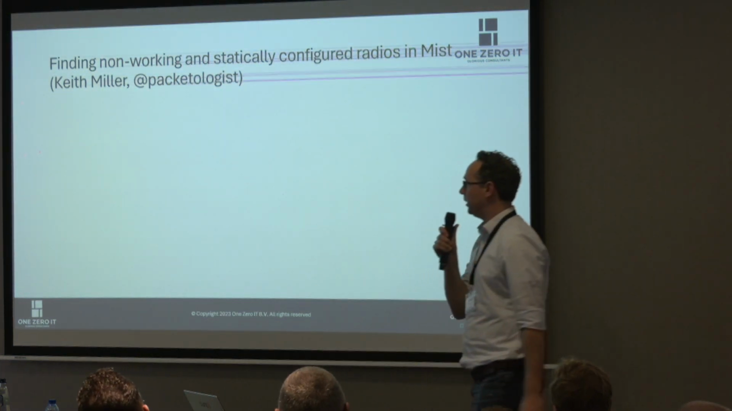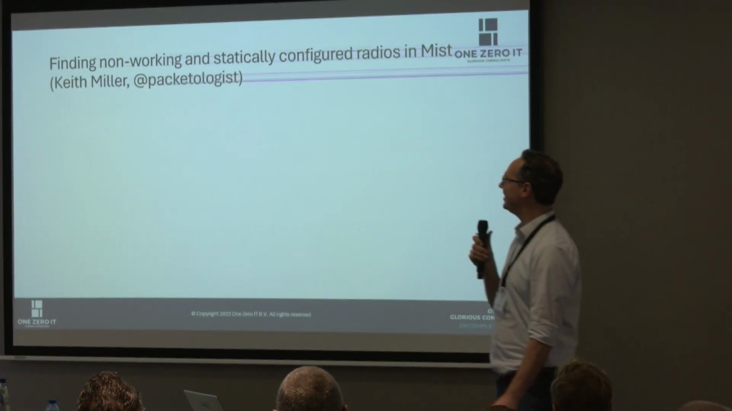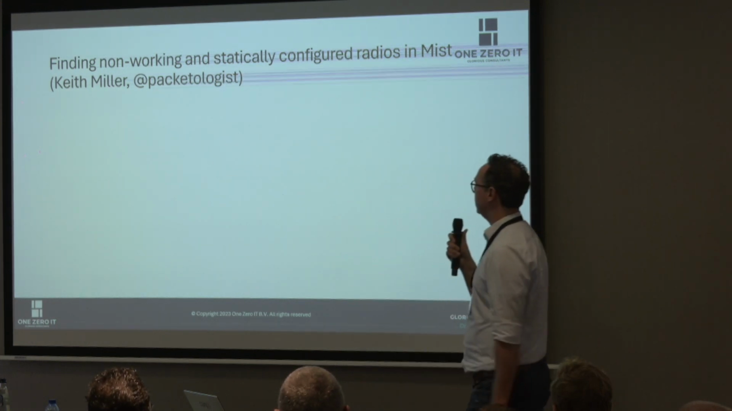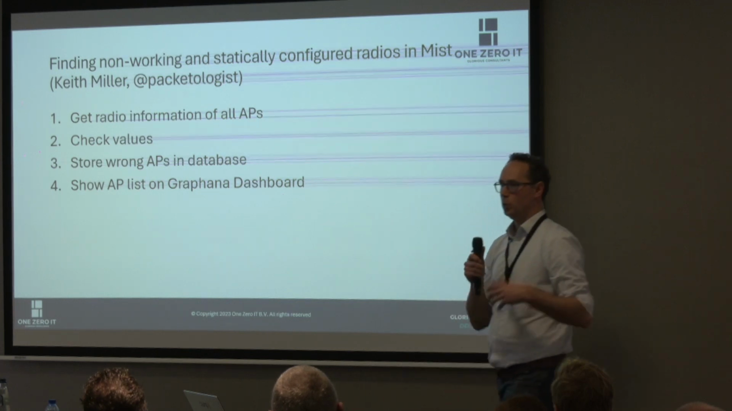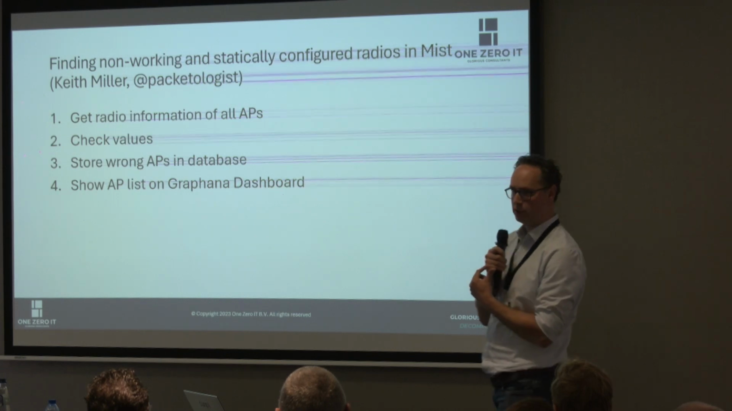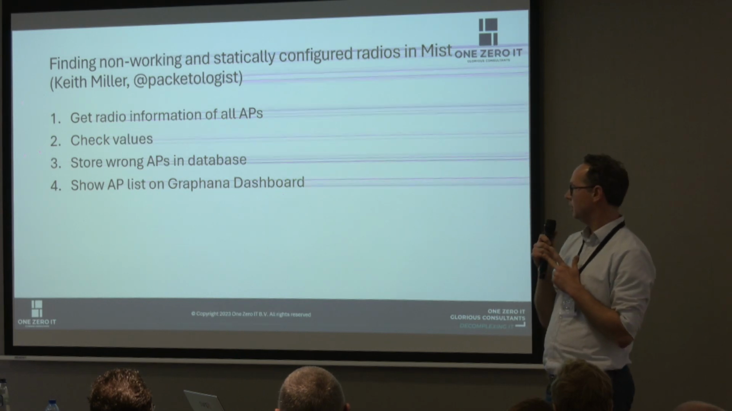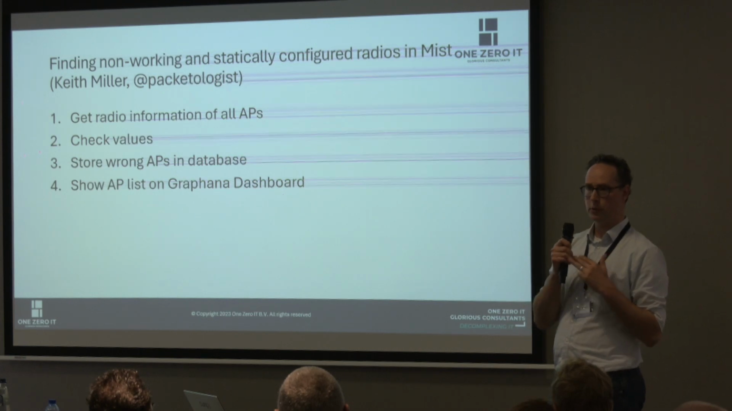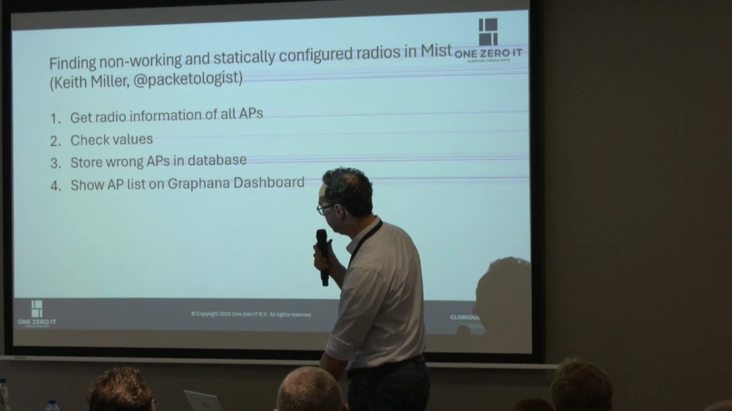The next use case is one of Keith Miller. I'm allowed to show it to you. He just wrote it on his blog. And it's about finding the non-working and statically configured radios in MIST. So, what is his plan of getting the data he wants? He gets all the radio information of all APs. It checks the values to see if there's any error or misconfiguration. He wants to store all the wrong APs in the database, so the database can be used for a Grafana dashboard to show all the APs that are wrongly configured.